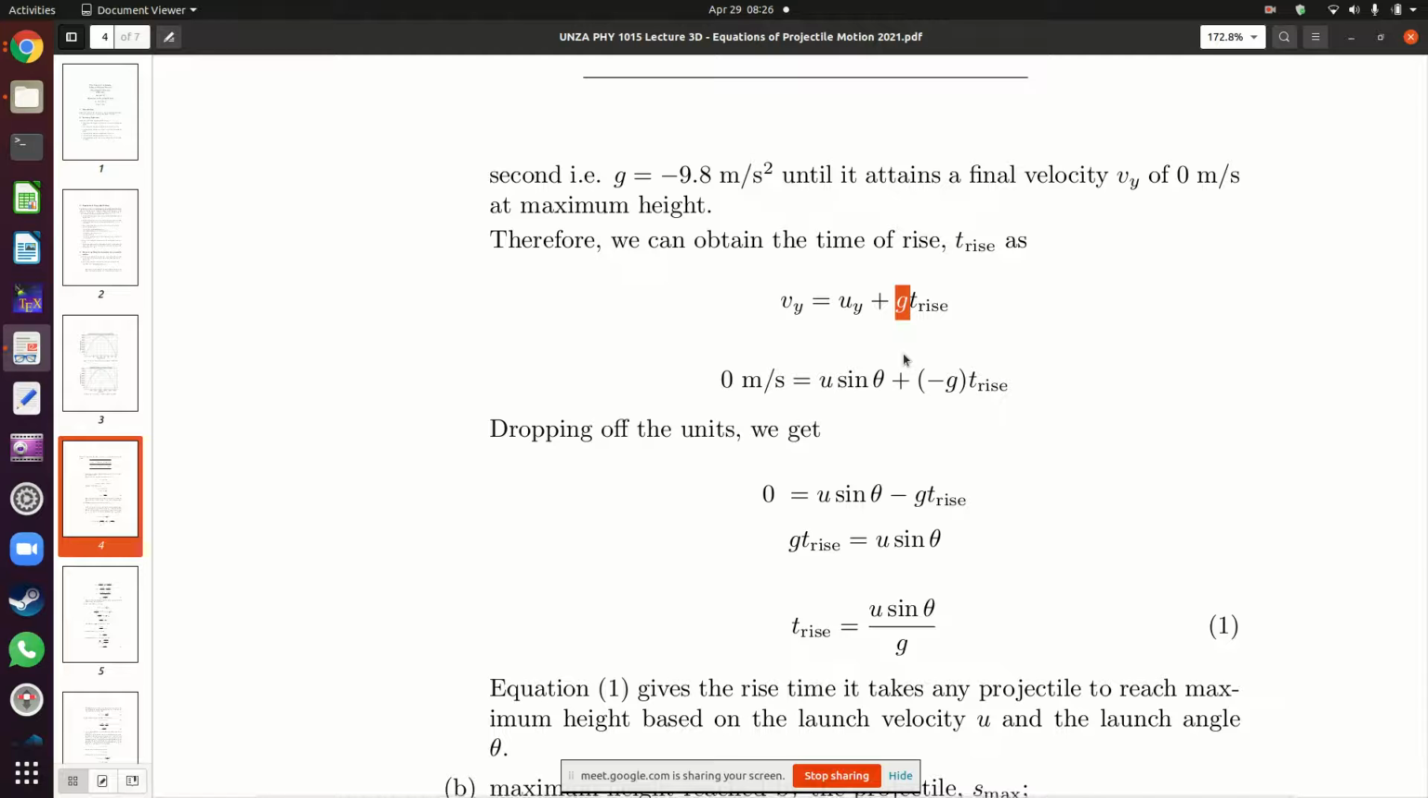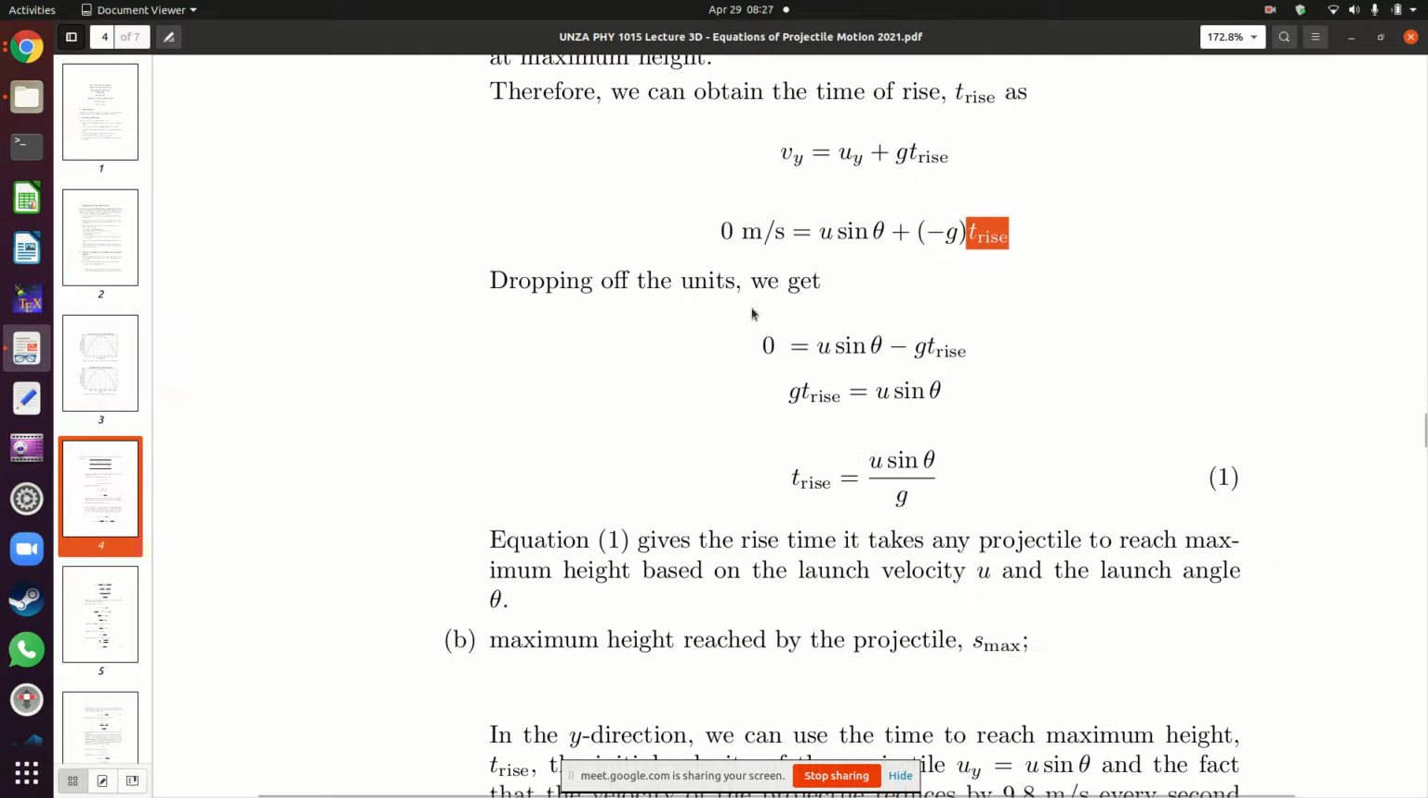So like what we did previously, we write this with a negative. We write it as negative g, since g is 9.8. Since our acceleration is negative 9.8, we write it as negative g, like this. Then the rise time. So when you drop your units and multiply this plus and that negative, you end up with a negative. So you end up with 0 equals u sine theta minus g rise time. Then you get this minus g rise time.